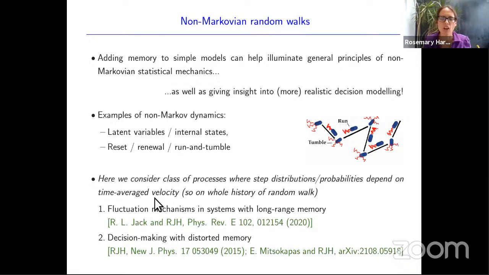And by sort of zooming in on this class of processes, I'm going to try and tell you two things in the time I have this morning. First, and quite briefly, I'll say something about fluctuation mechanisms in systems with long-range memory, and that's joint work with Rob Jack in Cambridge. And then for the majority of the talk, I'll focus on this application to decision-making with distorted memory, which is based partly on some slightly older work, and then on this rather recent preprint.